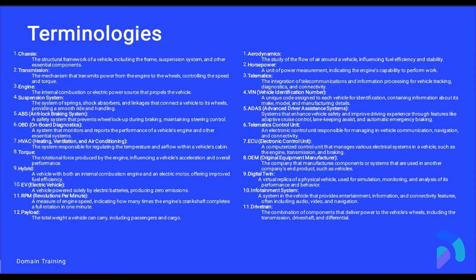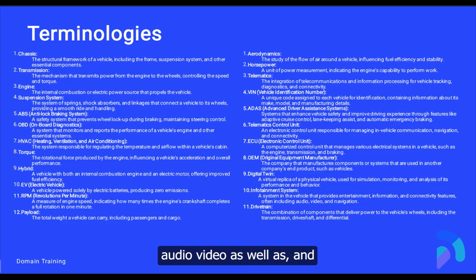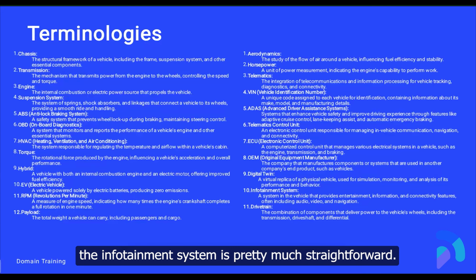Next is the infotainment system. The system which provides entertainment, information, and connectivity features, often known as audio, video, as well as navigation. This is the infotainment system. The infotainment system is pretty much straightforward.